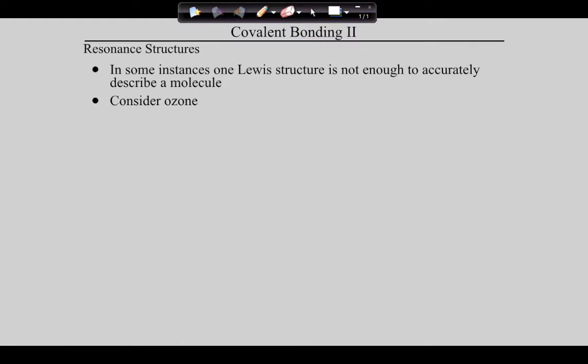So do this for me. Draw the Lewis dot structure for ozone. Ozone is O3. It's an interesting, simple molecule that exists in our upper atmosphere. It's actually like the opposite of a greenhouse gas. Instead of trapping heat, it keeps the radiation from getting in the first place, and it functions as sort of like sunscreen for the earth.